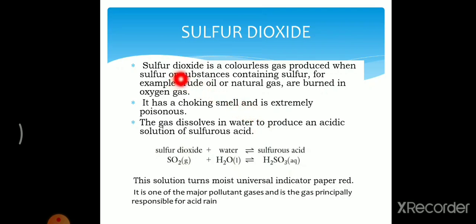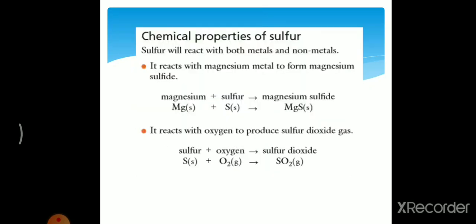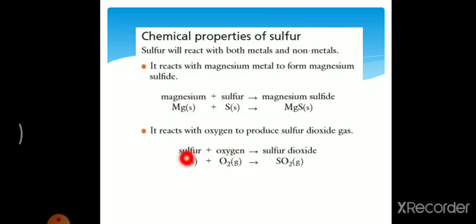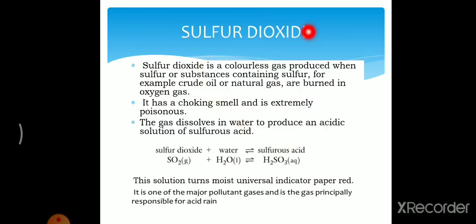Here we'll be studying sulfur dioxide. Now this ends the discussion of sulfur and its chemical and physical properties. Here we'll be studying a new compound, sulfur dioxide. You know how to prepare sulfur dioxide: sulfur plus oxygen gives sulfur dioxide. Now we'll study sulfur dioxide in detail. Sulfur dioxide is a colorless gas produced when sulfur or substances containing sulfur, for example crude oil or natural gas, are burnt in oxygen.